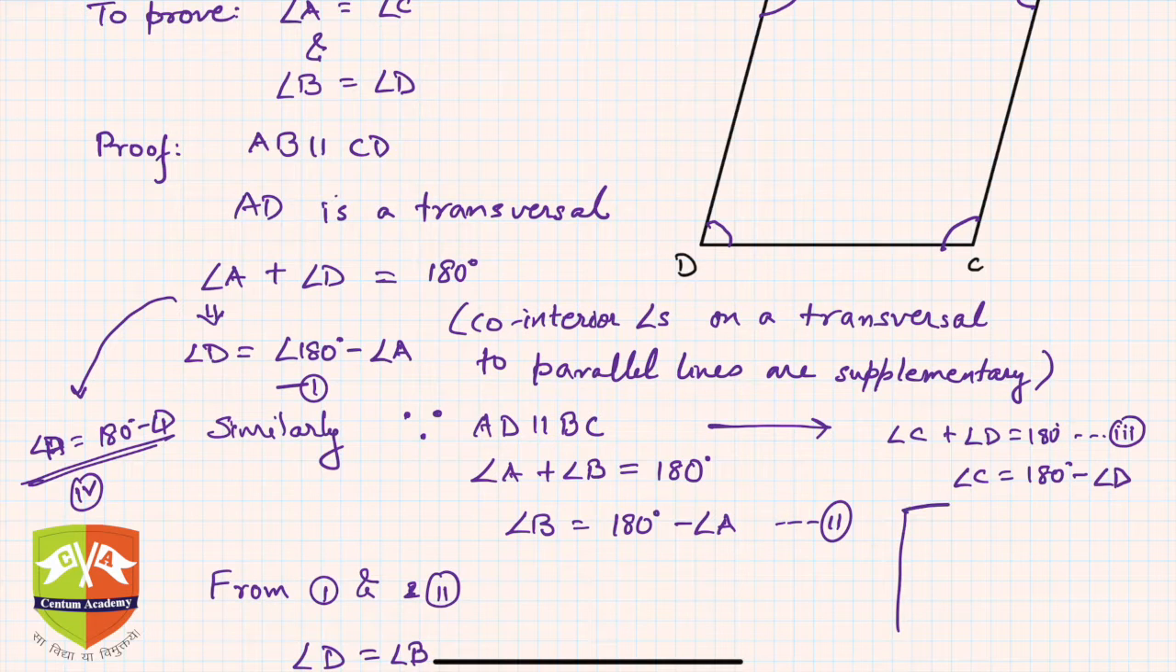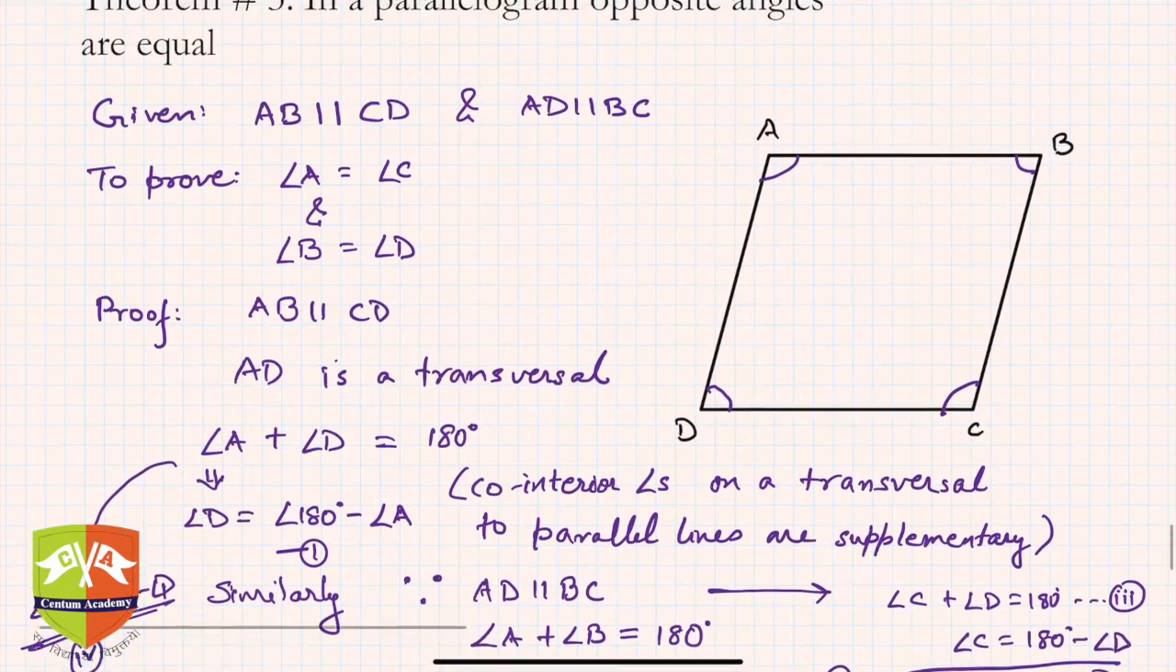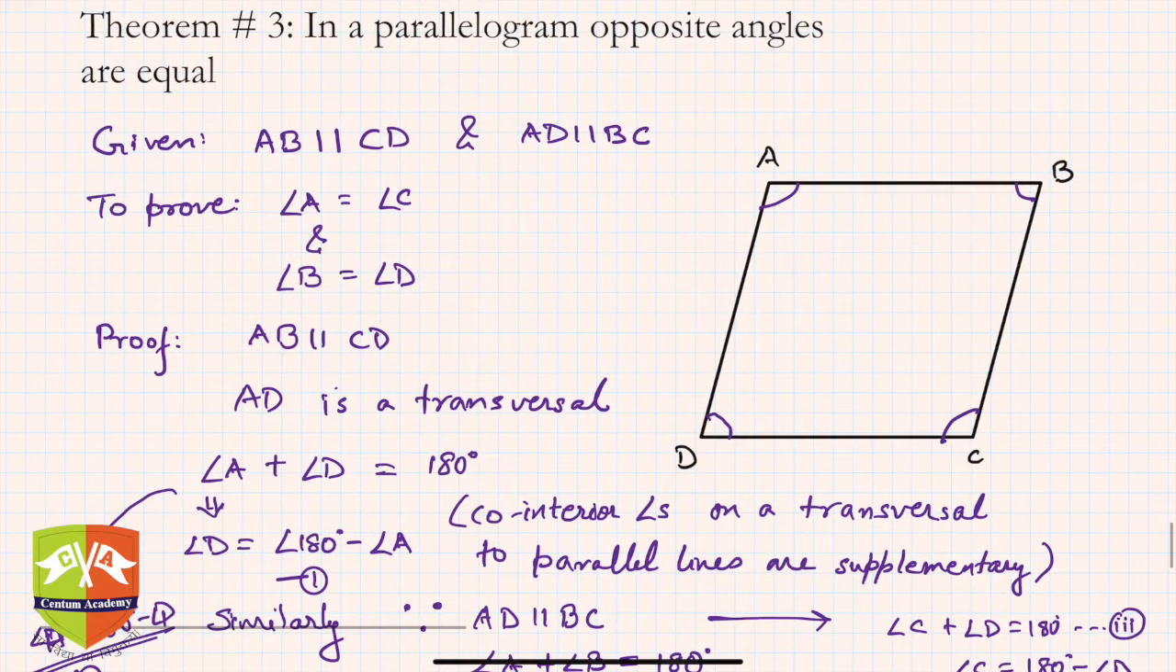So I'm just writing it here. From 3 and 4, you can say angle A is equal to angle C. So this is also proved, isn't it? So this is how you have to go about this proof. So hence, please remember this theorem. This is also a very, very important theorem.